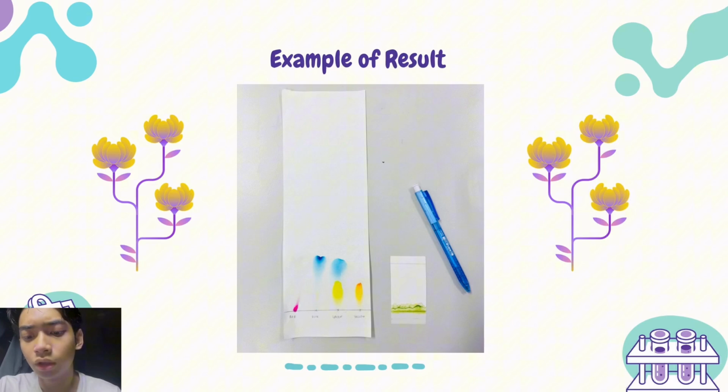Example of result. Red traveled a little but stayed mostly together. Blue spread widely, showing it might be made of lighter pigments. Green broke into its components, revealing yellows and blues. And lastly, yellow stayed vibrant but traveled a moderate distance.